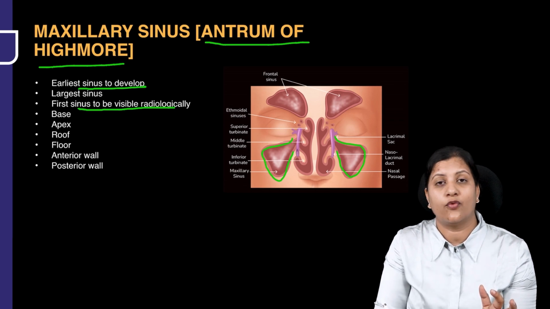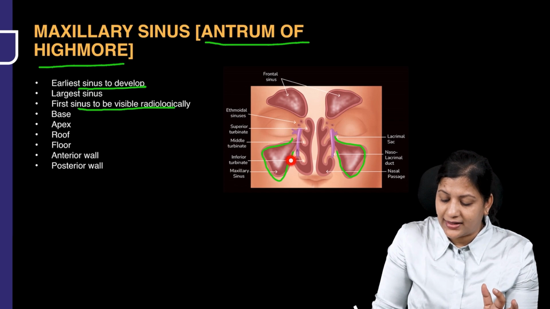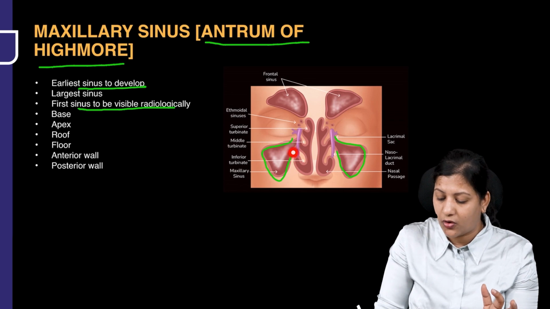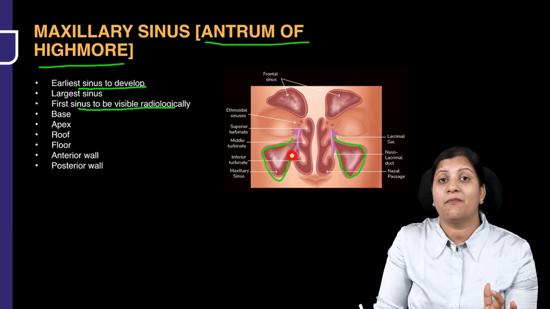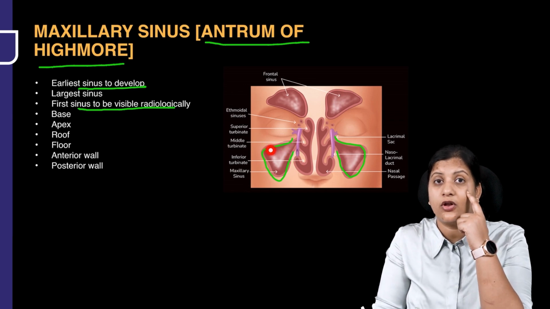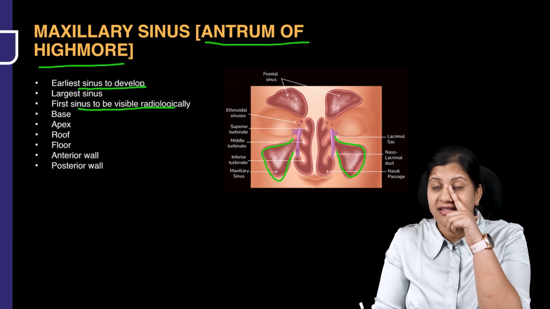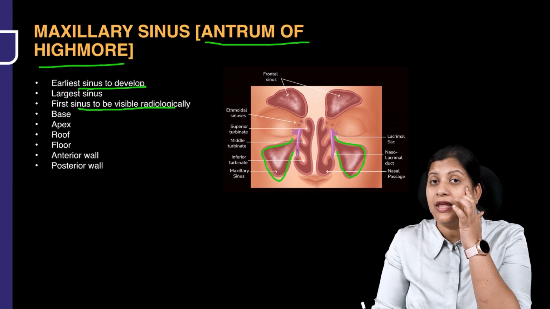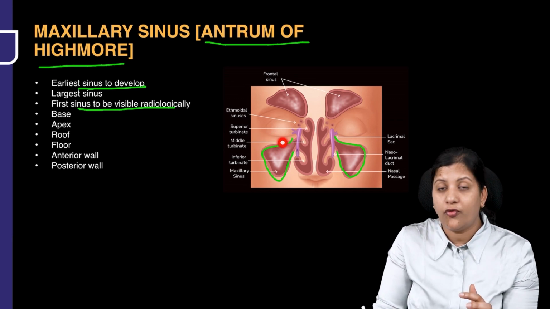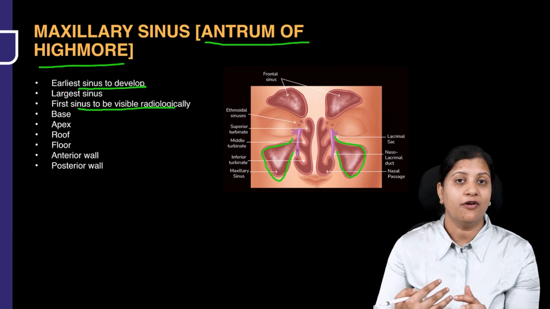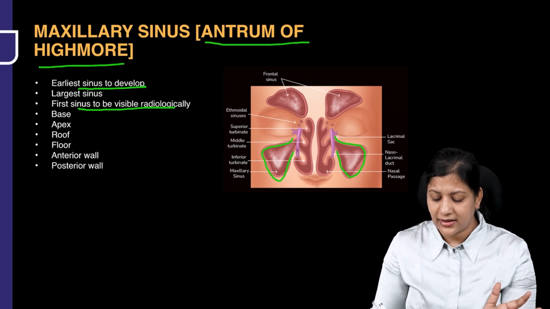It has certain walls. This is the base of the maxillary sinus, which separates the sinus from the lateral wall of the nose. Then you have the apex. So this is your apex, this is your base. Then you have the roof of the maxillary sinus, and then the floor of the maxillary sinus. Then we have an anterior wall and a posterior wall. We'll understand them one by one.